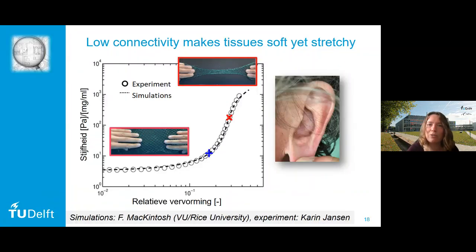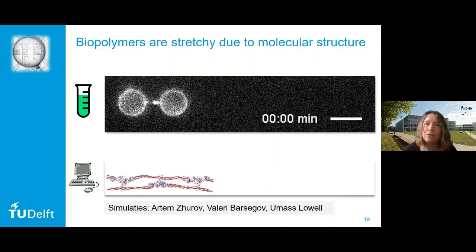So we found this by combining experiments on these protein networks with simulations. Here you see an example of stiffness as a function of deformation. Initially stiffness is low and then it increases. And we find perfect agreement between experiments and computer simulations, which is quite surprising given that this is such a simple model. But there are even more tricks that nature has up its sleeve, because biopolymers in our body also have a very complex molecular structure, and this gives them extra resilience.